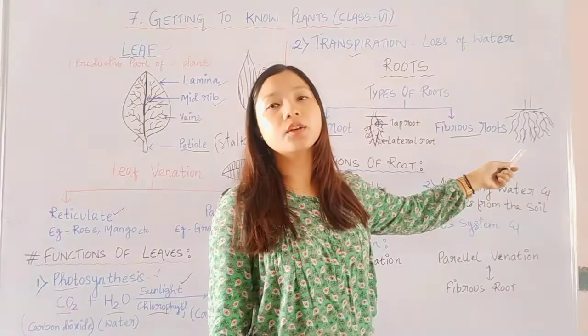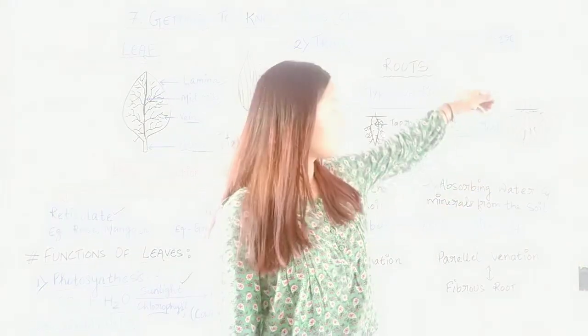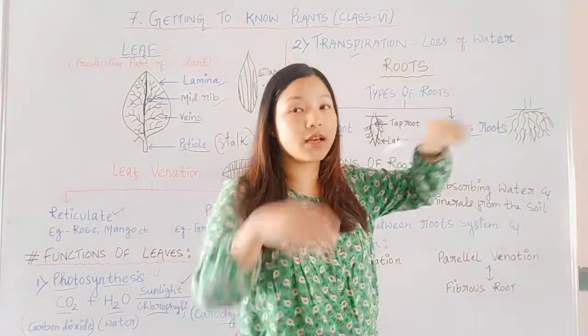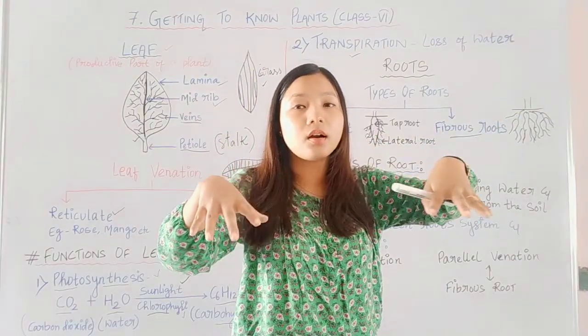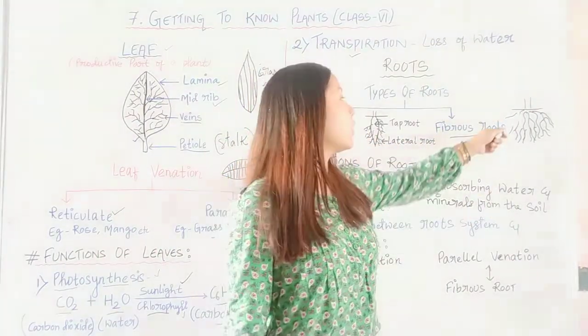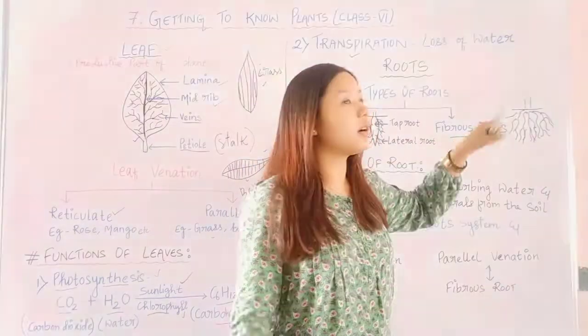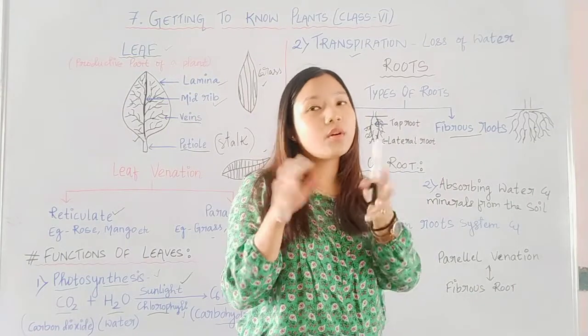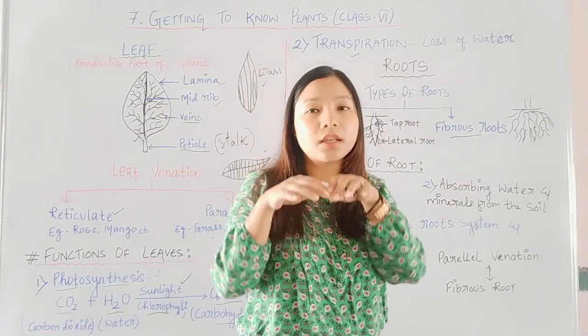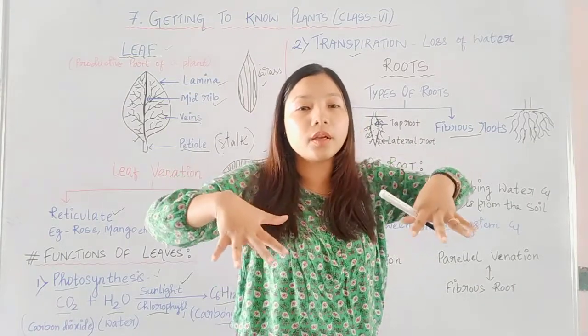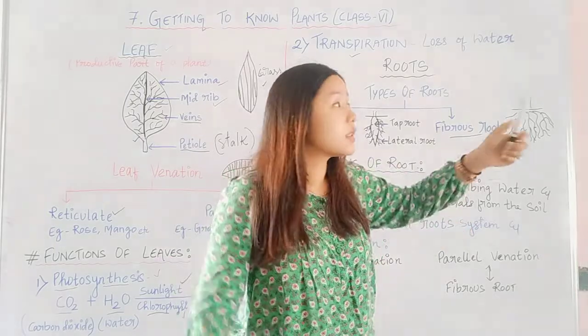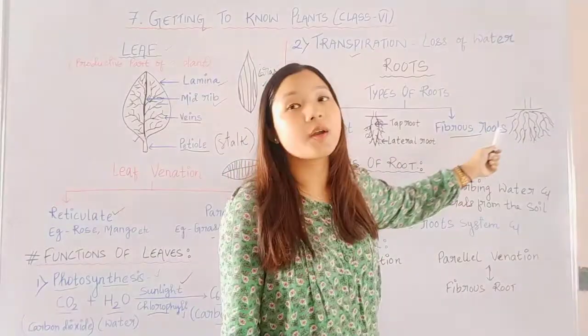While if you see roots which do not have a main root, all the roots are spread and emerging directly from the base of the plant. They more or less have the same length and the same thickness, and they are just spreading everywhere. They don't have a main root. Such types of roots are known as fibrous roots.